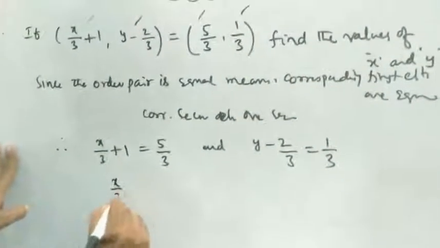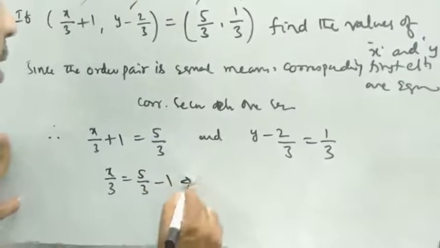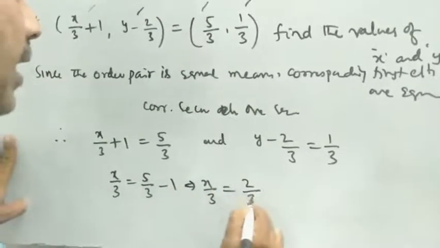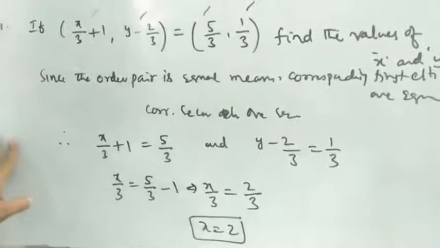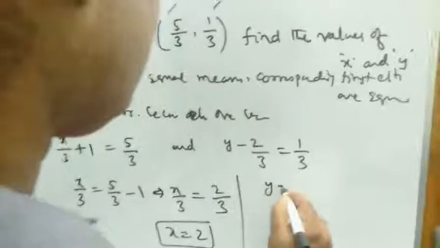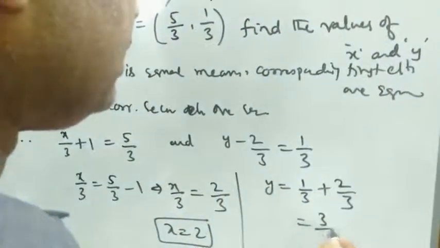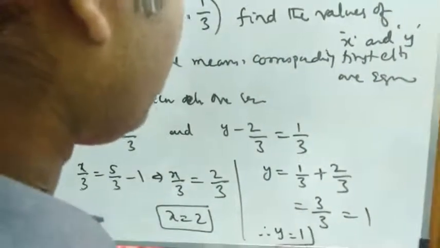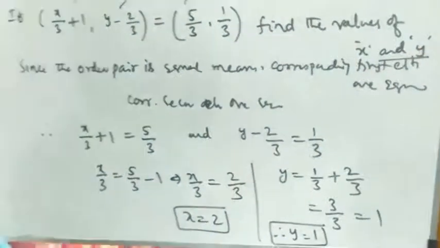So, x/3 = 5/3 - 1. That is, x/3 = (5 - 3)/3 = 2/3. Therefore, x = 2. That is the value of x. Similarly, y = 1/3 + 2/3, that is 3/3, which is equal to 1. Therefore, y = 1. These are the required values of x and y.